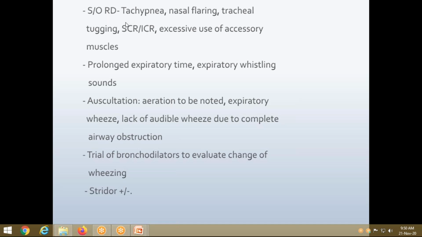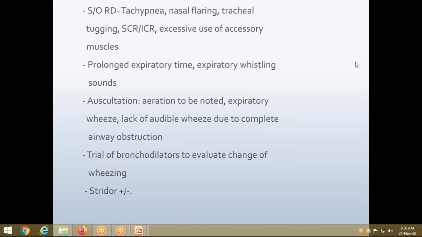Suppose the child presents with more intercostal retractions, that typically tells you the problem is with the parenchyma. The parenchymal diseases are like pneumonia. So you can appreciate in your clinical examination whether it is due to airway or parenchymal involvement. That is very important. So more subcostal retractions and less intercostal retractions you observe in a case of asthma. And also we already know prolonged expiratory time.